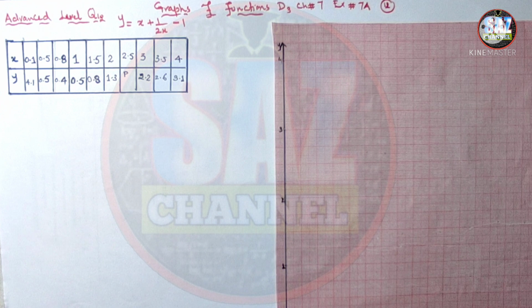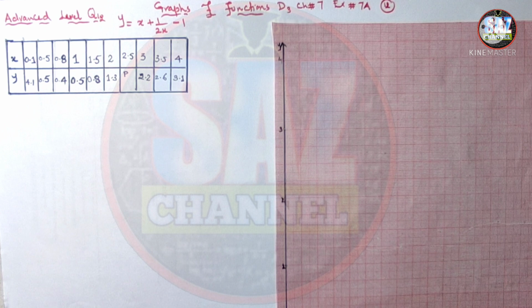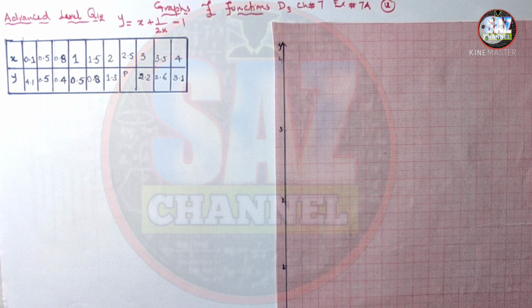In today's class, we'll be discussing question number 12, advanced level. As the questions are long, I will be reading the question from the book. Question 12 says, the variables x and y are connected by the equation y equals x plus 1 over 2x minus 1. The table below shows some values of x and the corresponding values of y correct to one decimal place.